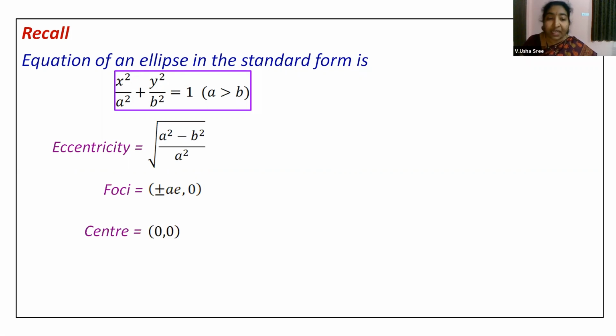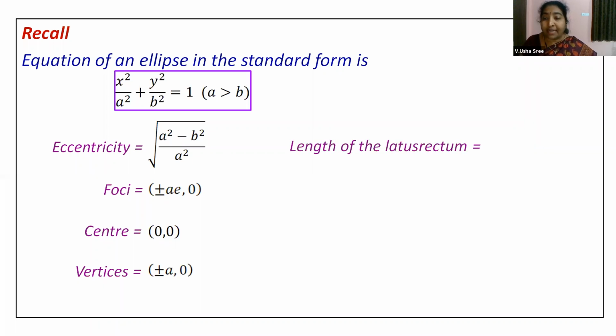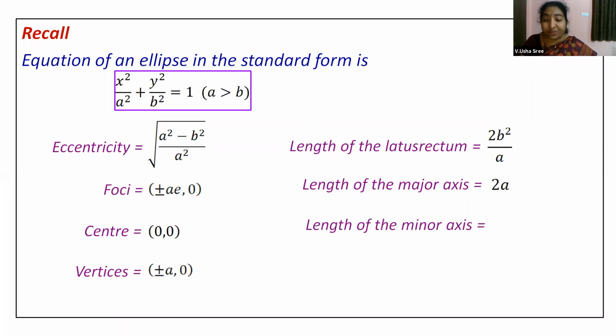We have also seen vertices. Vertices will be given by plus or minus a comma 0. Then length of the latus rectum: latus rectum is 2b square by a. Length of the major axis: in the case of a greater than b, we have seen the major axis as the x-axis itself. So when we take the vertices where the ellipse is touching the axis, the distance between the two vertices gives the length of the major axis, that is 2a. Then length of the minor axis is 2b.